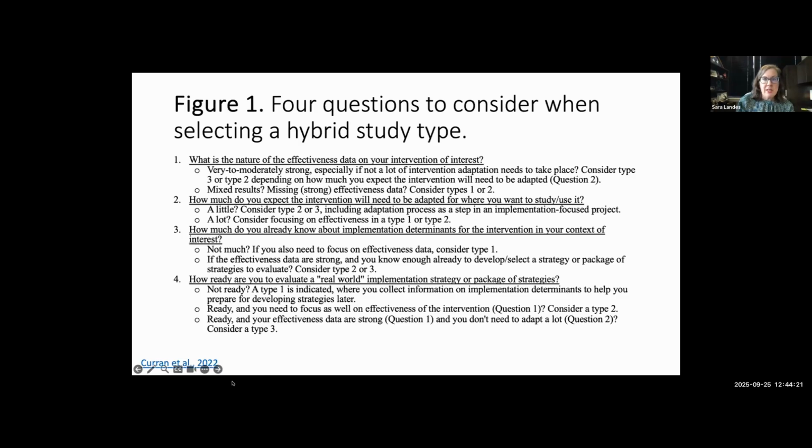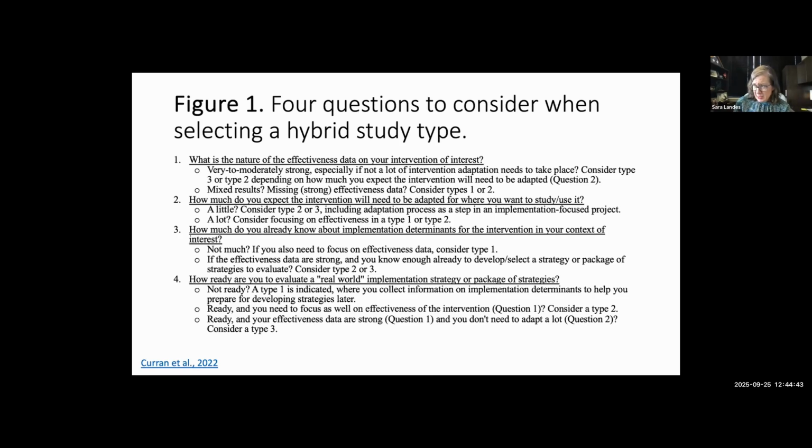So this is just the 4 questions to consider. It has you think about the nature of your effectiveness data, how much you think the intervention will need to be adapted for where you want to use it, how much you already know about implementation determinants in your context, and how ready are you to evaluate a real-world implementation strategy or package of strategies.